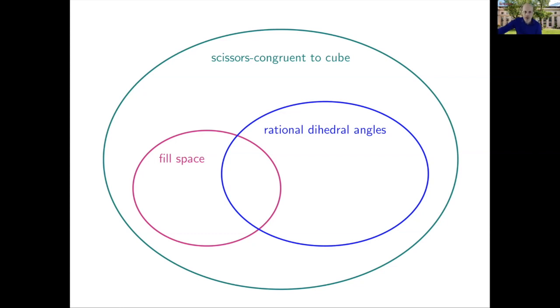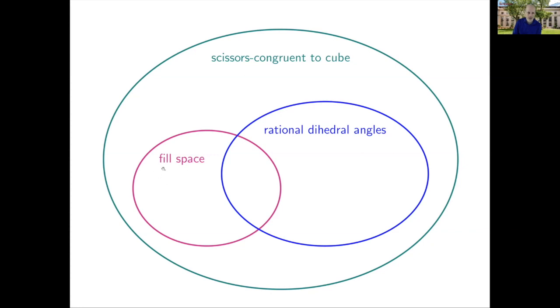All right, so let me now say something about these 3 problems. So far I've been presenting the 3 problems as if they were 3 separate problems. But actually these problems are related to each other. And that's another reason why we're interested in all 3 of them. So it turns out that, so this is a Venn diagram. It turns out that every tetrahedron that fills space is also scissors congruent to a cube.